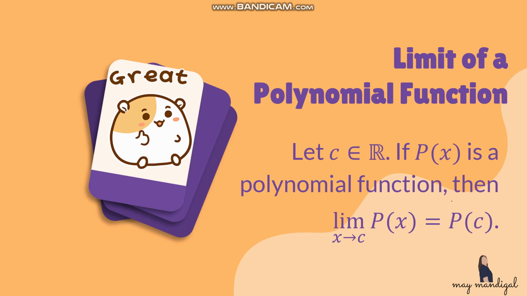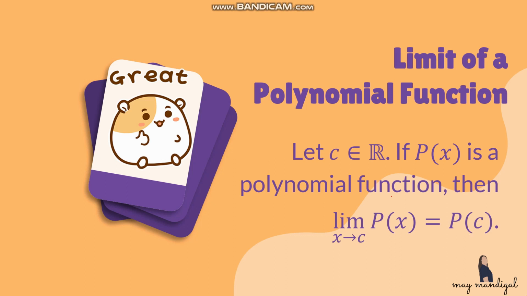Let's start with the limit of a polynomial function. Let c be an element of the real numbers. If p of x is a polynomial function, then we can say that the limit of p of x as x approaches c is equal to p of c. Last time we discussed that the limit of p of x is not the same as p of c by definition, because the limit refers to the value that the function approaches as x approaches c, whereas p of c means we're getting the value of the function at this particular value.